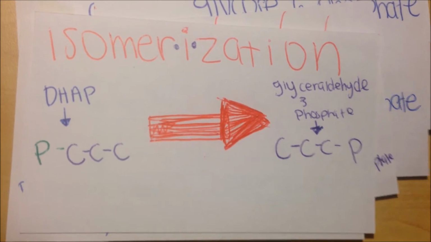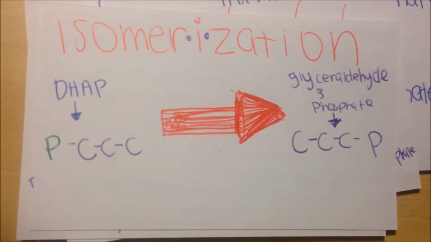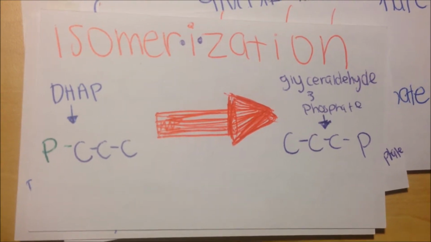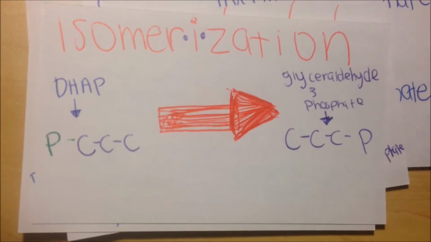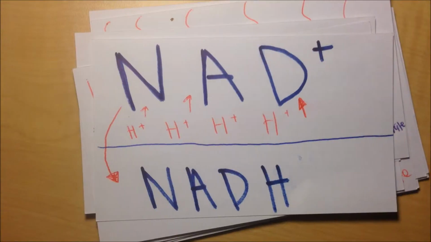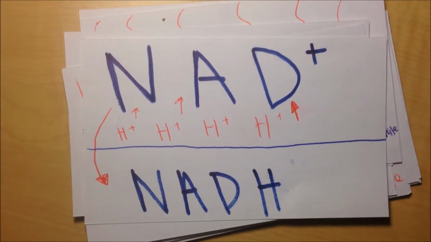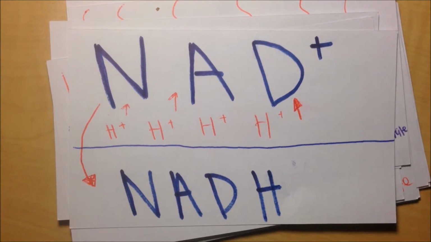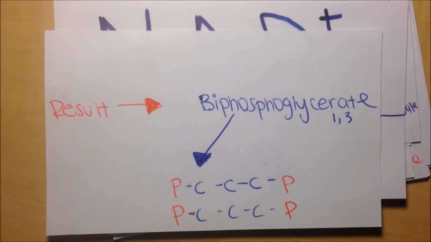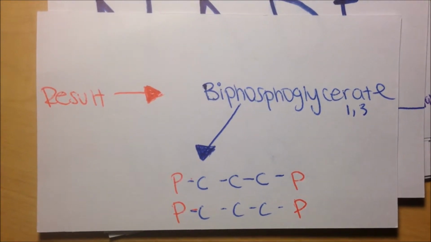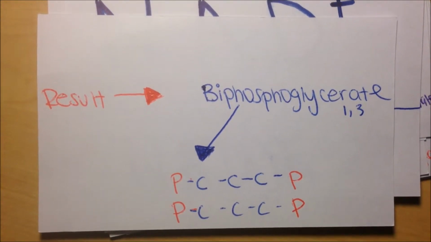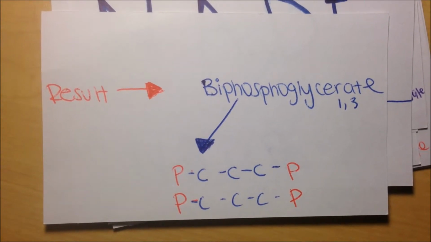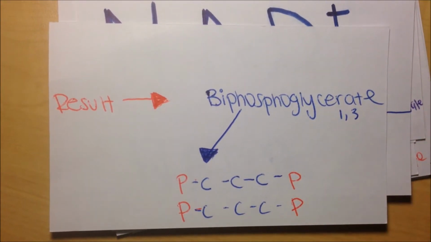Isomerization once again takes place and changes the DHAP molecule into glyceraldehyde 3-phosphate. Our goal in this process so far is to get to the stage of making pyruvic acid. In order to get there, hydrogen ions, or H+, are added to the coenzyme NAD+ in order to make NADH. After this occurs, we are left with 2 bisphosphoglycerates, 1,3, which has 2 phosphates attached to the molecule. We have 2 of them.